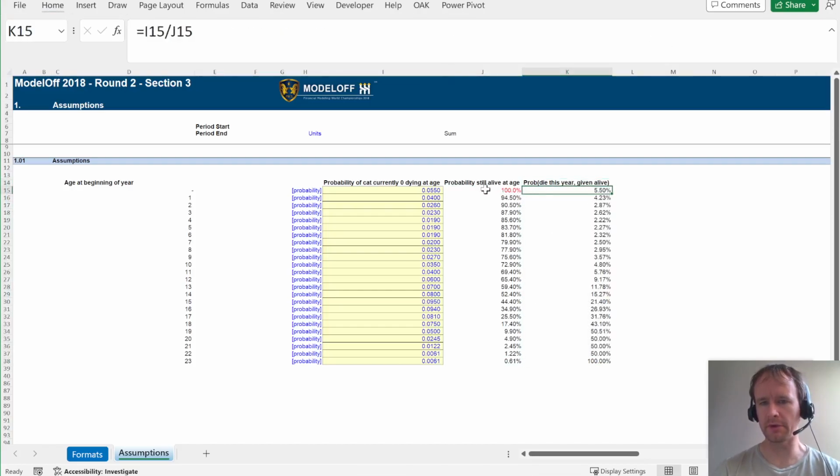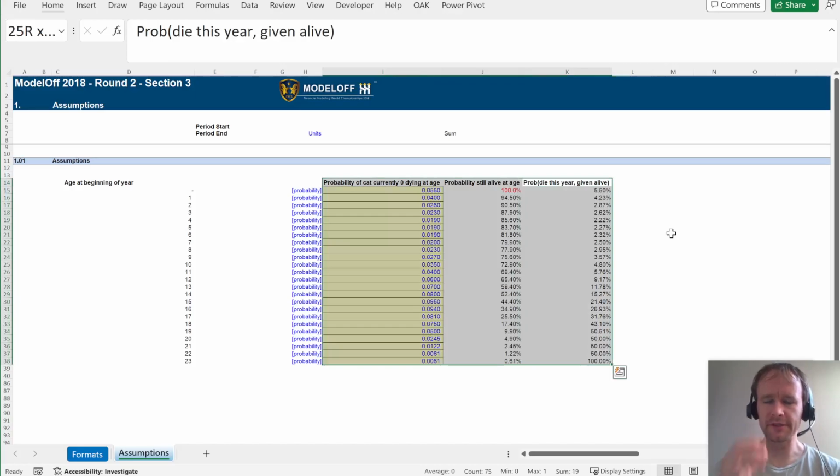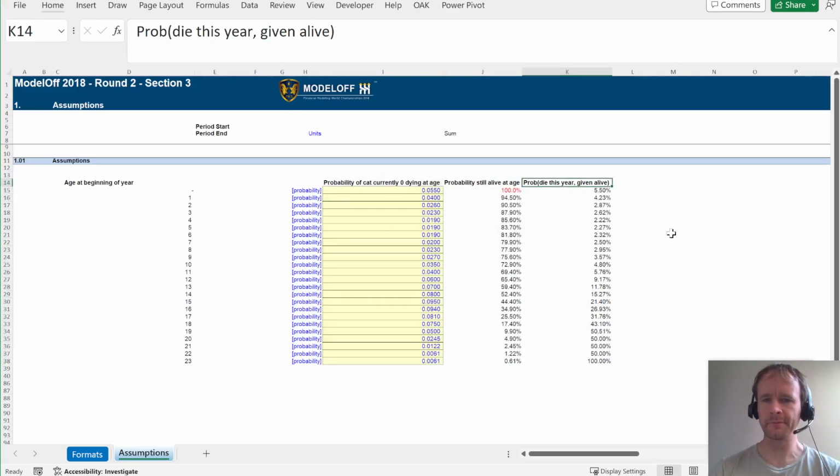And so you can see the probability of dying at any given age obviously goes down. Well, actually, it goes down and up and down. It's an interesting shape. But the probability of dying, given that you've made it to that year, pretty much only goes up. And so then this feeds into all the calculations.